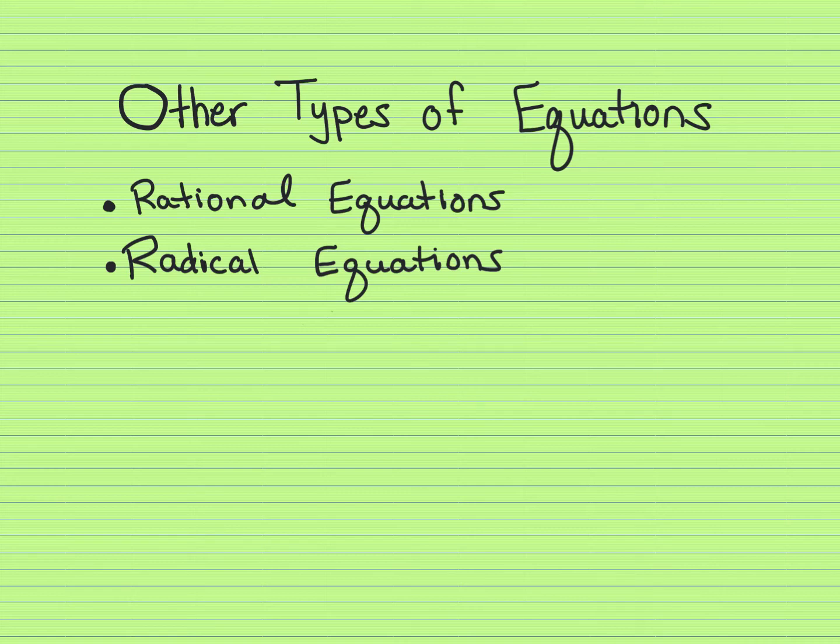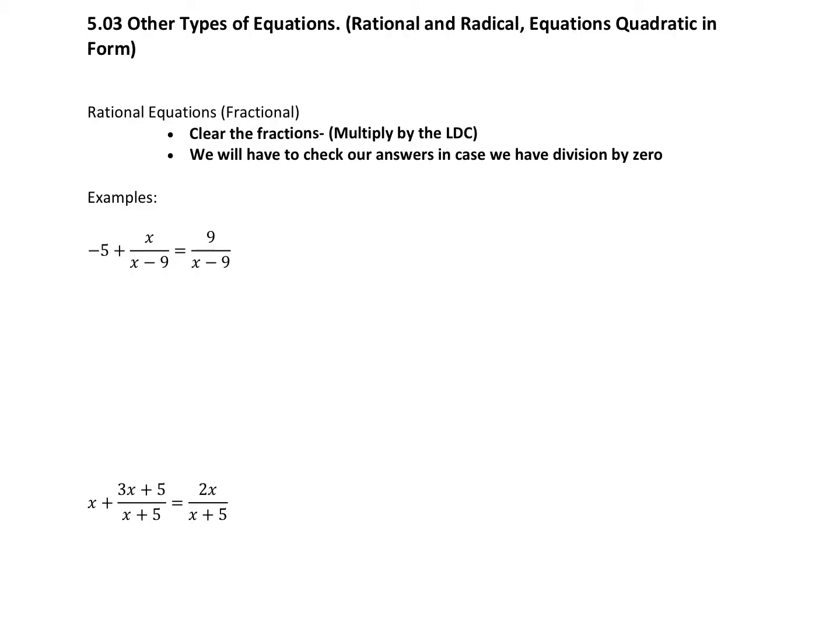In this video, we'll cover other types of equations, specifically rational equations and radical equations. We have already taken a look at a few rational equations. The two steps that we used really were to clear the fractions by multiplying by the least common denominator, and also the fact that we have to check our answers in case we have division by zero. These are called extraneous roots. So we always want to make sure that we don't have any extraneous roots.